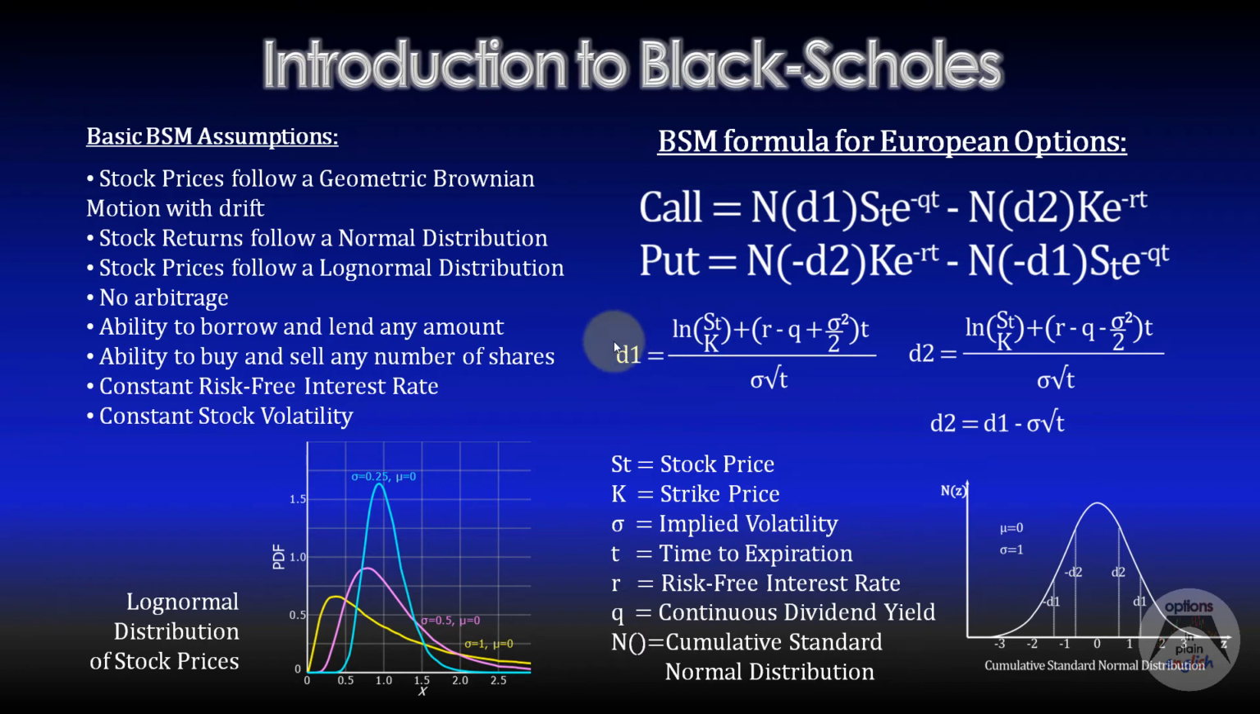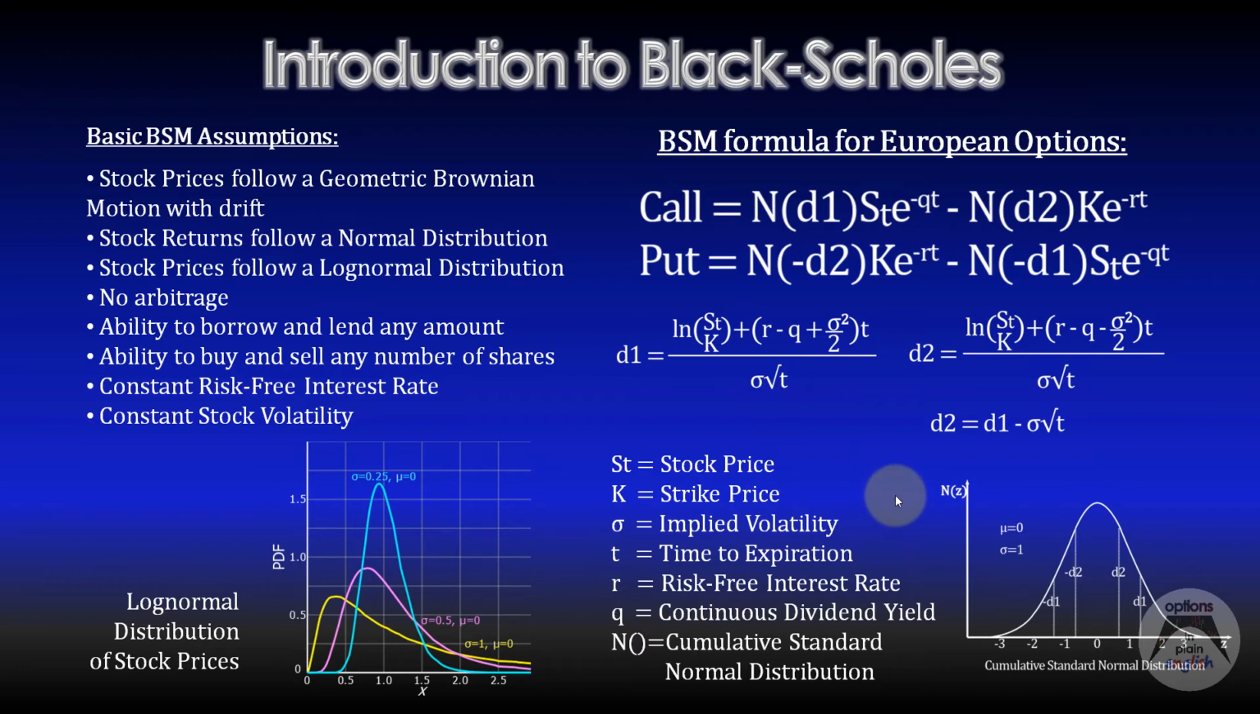So basically, this is what you're going to make, and D2 represents what you're going to have to pay. When you're talking about a call, you're going to have to pay the strike price. Okay, so that's why it's what you're going to make, N(D1) S E to the minus QT, minus what you're going to pay, N(D2) K E to the minus RT. I'm not going to go any deeper into this formula. This is just an introduction to it, but you can see all the factors that come into play when you think of how an option is priced.